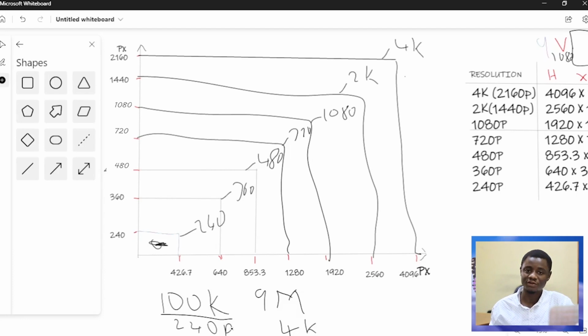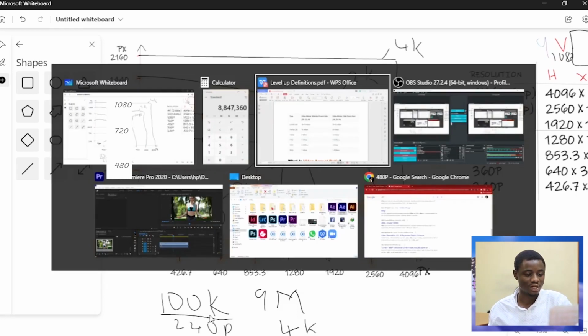So that's why the resolution is affected by the number of pixels. The more the pixels, the better the quality. The fewer the pixels, the lower the quality. That is why it depends on the device. The lowest quality you can ever see is 240p. So I believe you guys understand that.